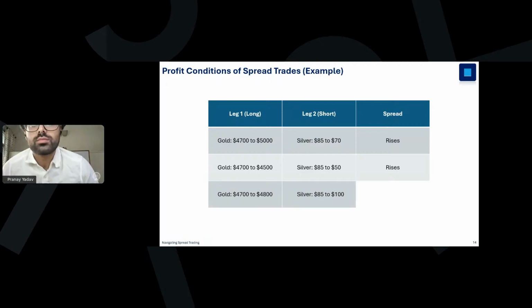Last scenario, gold prices rising and silver prices rising as well. This is what I hope is the most clear cut scenario to emphasize the nuance here. Just the fact that gold prices are rising does not guarantee that your spread position would actually be profitable. Because in this case, the profits that you make from your long position are more than entirely offset by the short position losses that you're making on silver, because silver prices in the scenario have increased from 85 to $100. Because of that, the overall spread that consists of both of these positions would be falling.